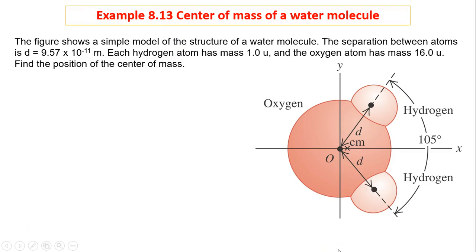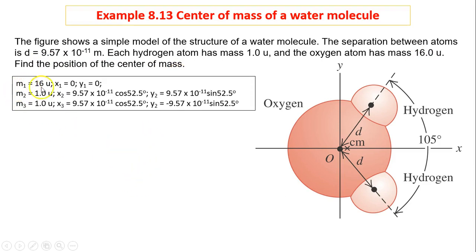This figure shows a simple model of the structure of a water molecule. The separation between the atoms is d equals 9.57 times 10 to the negative 11 meters. Here is the oxygen, here is the hydrogen, and that's the distance between the two. Each hydrogen atom has 1 u and the oxygen atom has 16 u. Find the position of the center of mass.